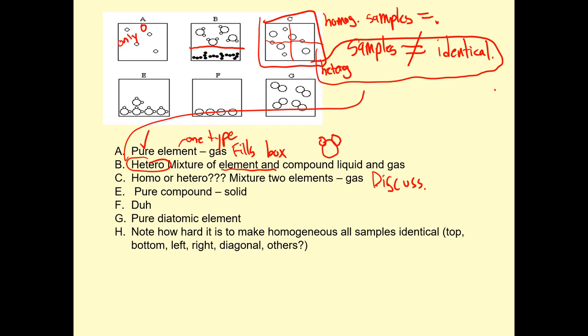F is a pure compound. No, E is a pure compound that's a solid, and your compound, again, is a Mickey Mouse, right? Big circle touching, bonded to little circles. That is a pure element, again, but it's going to be a solid pure element because it's on the bottom. G is a pure diatomic element. That's not a compound. These are the same. So, element, diatomic element, but element. If I did this, that's a compound because different parts.